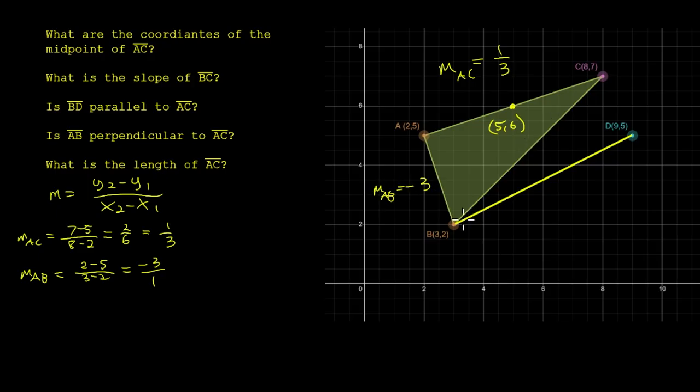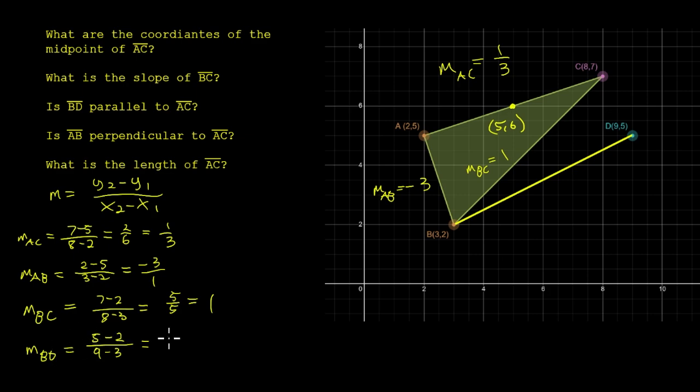Next, we will do the slope of BC. The slope of BC is 7 minus 2 over 8 minus 3, which is 5 over 5, which is 1. So let's put it on here. The slope of BC equals 1. And now we will do the slope of BD, which is 5 minus 2 over 9 minus 3, which is then 3 over 6, which is 1/2. So the slope of BD equals 1/2.